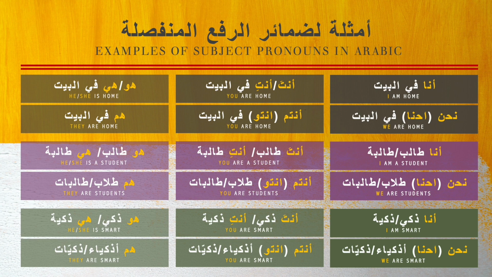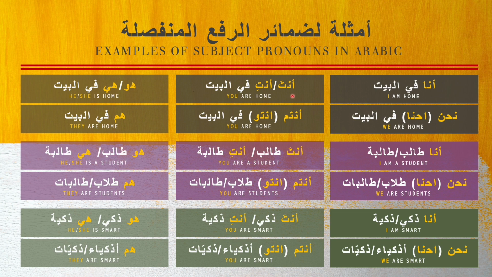At the end of this lesson, I'm going to practice with you 3 examples of how we can use the subject pronouns in Arabic. The first example, I am home. أنا في البيت. We are home. نحن في البيت. إحنا في البيت. Depends on the dialect.